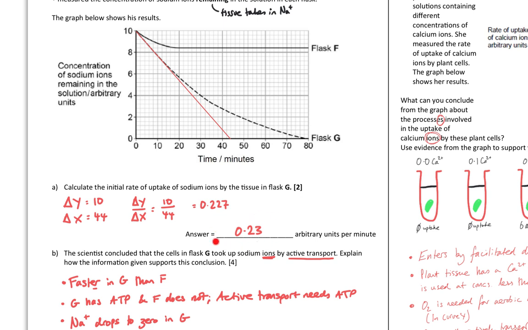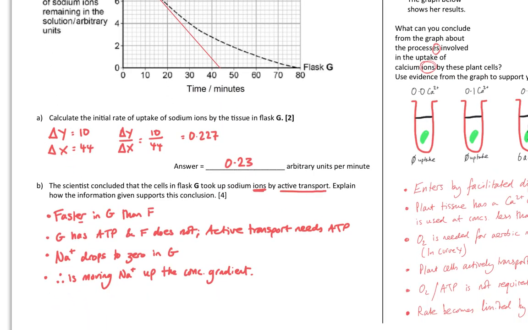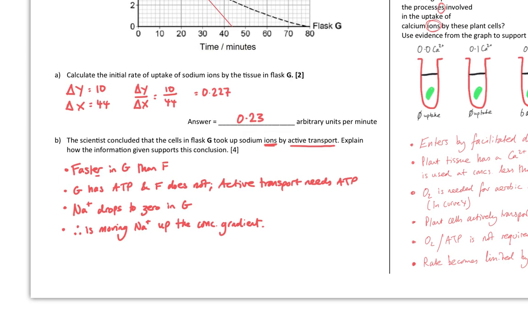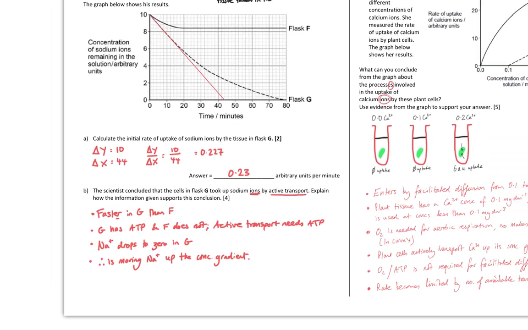I don't need a minus because it says calculate the initial rate of uptake of sodium ions by this tissue. I know this is coming down, but this is measuring the concentration of sodium ions in the solution, so it would be going up in the cell proportionately. So yeah, 0.23. It doesn't say I have to round it to a number of decimal places, so I've just gone for 2. And then B, which is a hard one.